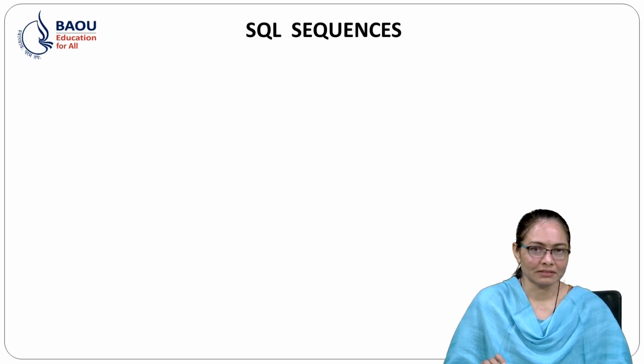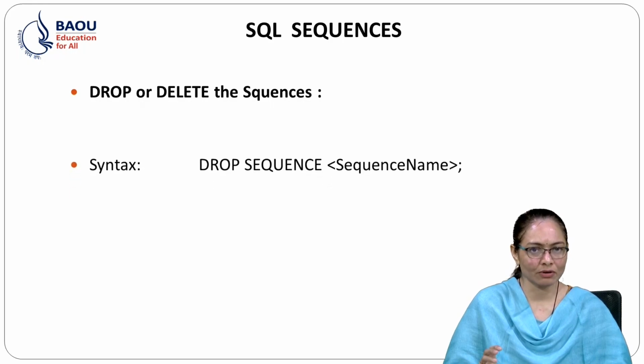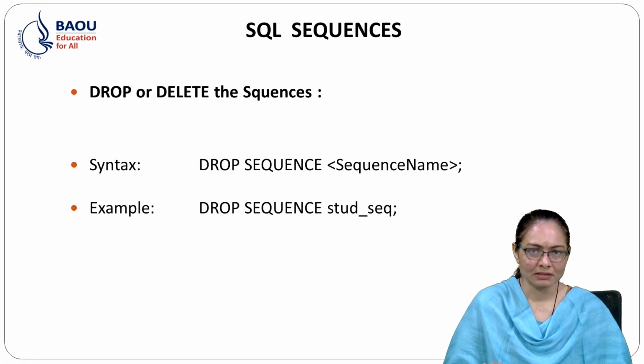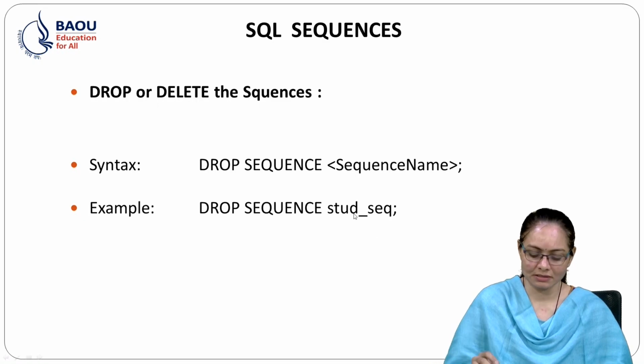Now, after the sequence is generated, we don't want to use the sequence. Then, how to remove the sequence? The drop command is used to drop or delete the sequence. It is used to delete or remove or destroy the sequence. The syntax is drop sequence, then sequence name, and then semicolon. Remember this syntax. The example is drop sequence then SEQ or student underscore SEQ. This sequence name is dropped or removed.